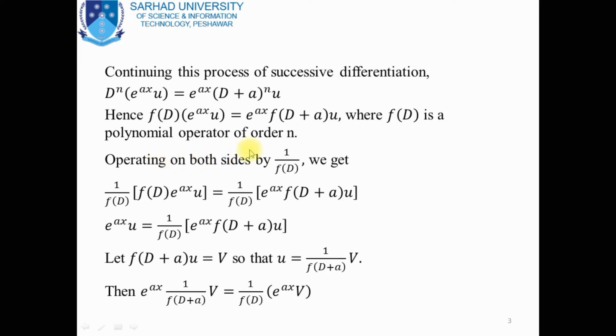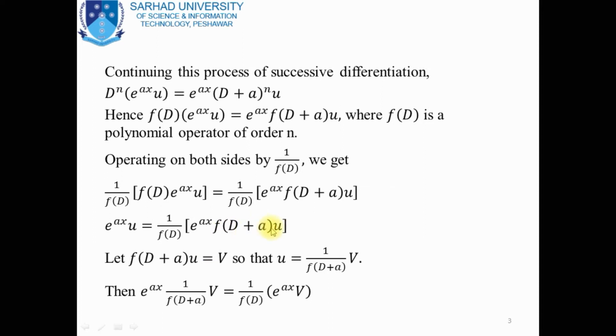Now operating on both sides by 1 over f(D). On the left hand side, 1 over f(D) into f(D) into e^(ax) into u is equal to 1 over f(D) into e^(ax) into f(D+a) into u. Now f(D) cancels, and we obtain on the left hand side e^(ax) into u, and on the right hand side 1 over f(D) into e^(ax) into f(D+a) into u.